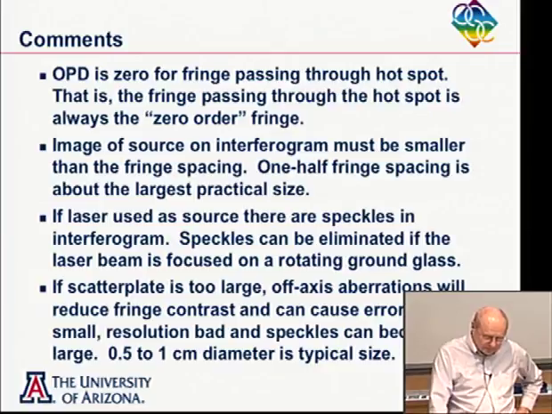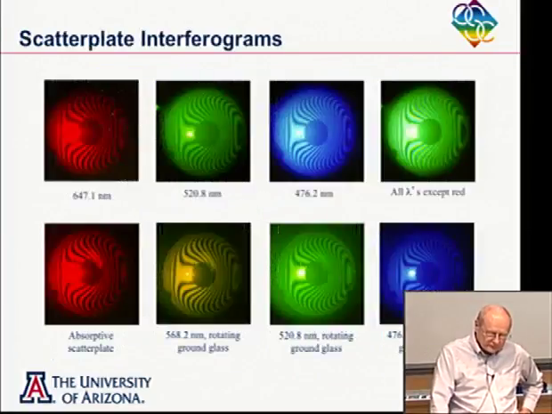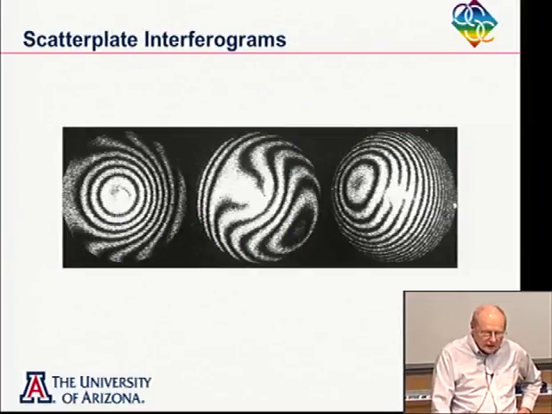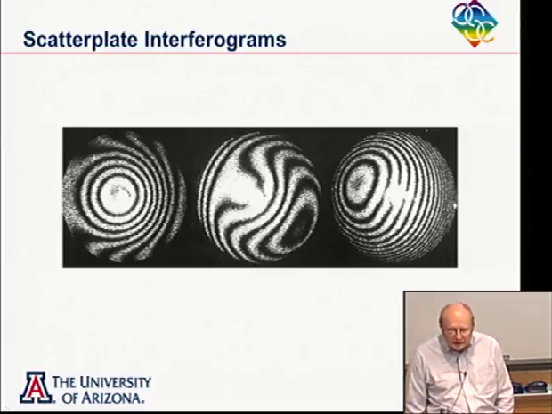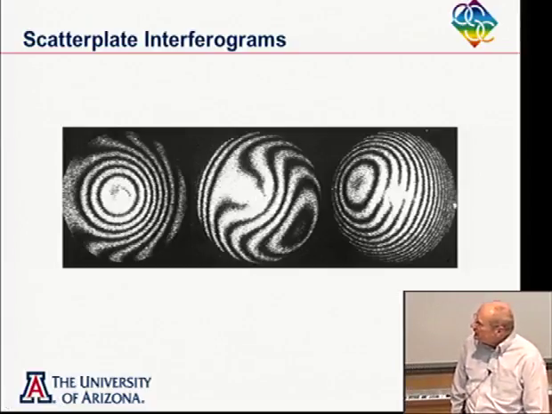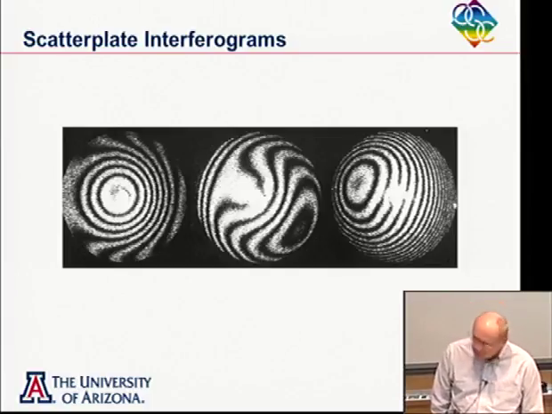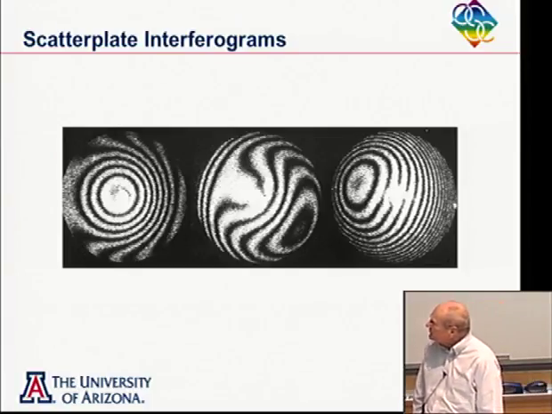Now, I've said that, and I don't want you to ever forget it, but let me show you something here. And this drove me crazy for years. If I look at these interferograms, the fringe that goes through the hot spot is a dark fringe. How can that be? I mean, it just can't be. And I worried about that for years, I have to admit.